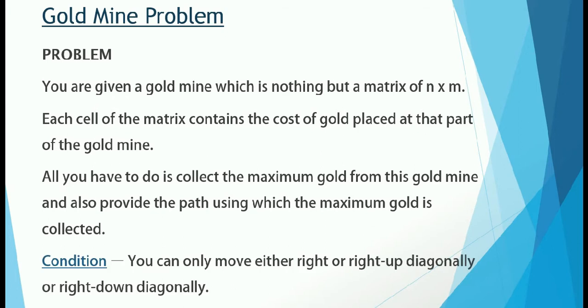The condition is you can only move either right, or diagonally up towards the right direction. That means right up diagonally or right down diagonally. That means you can either move right, diagonally up in the right direction, or diagonally down in the right direction.